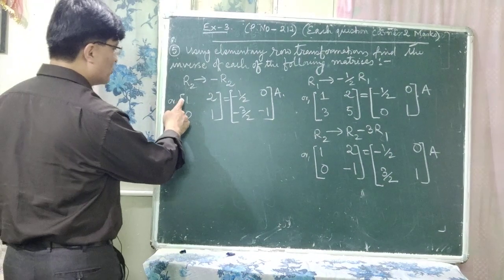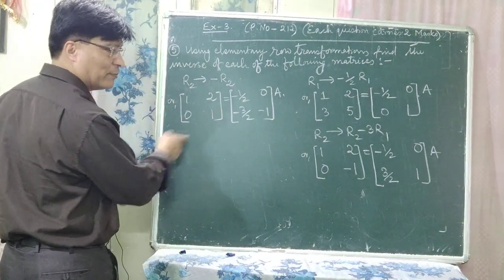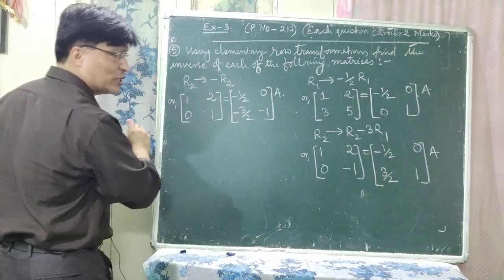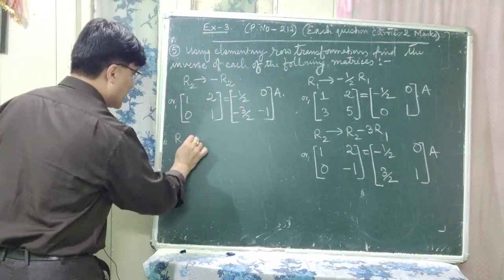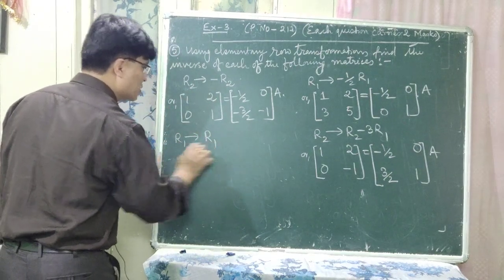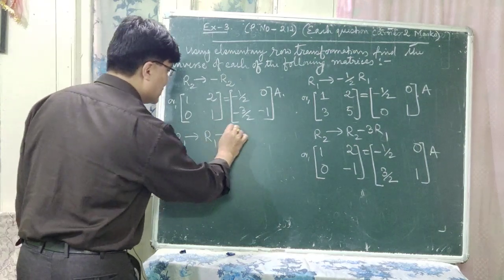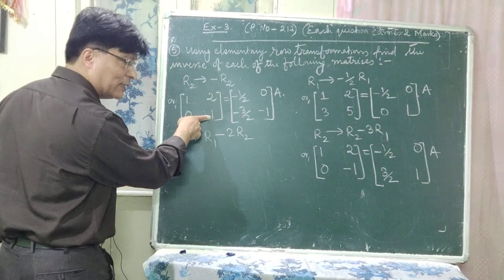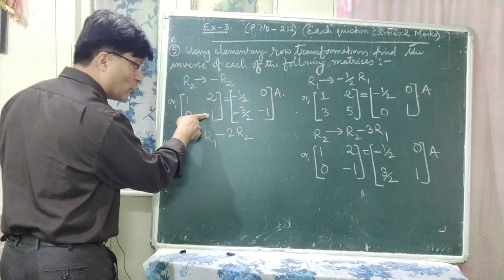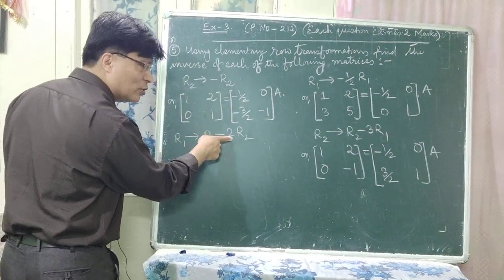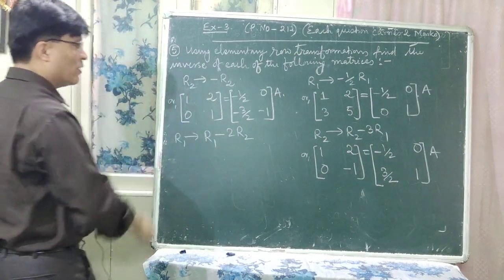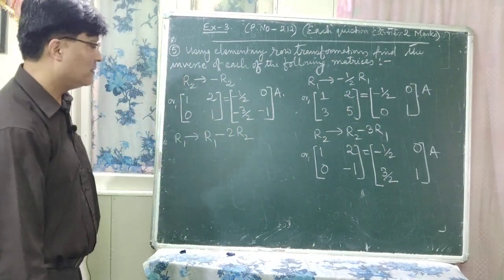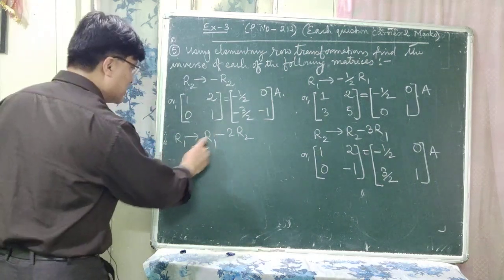Now what is the method here? You have to make it 1, 0, 0, 1 by using elementary row transformation. So how can you make this 2, 0? R1 is equal to R1 minus 2R2. That means this element of the second row should be multiplied by 2 and it should be subtracted from row 1. Right? That means row 1 is changing here.